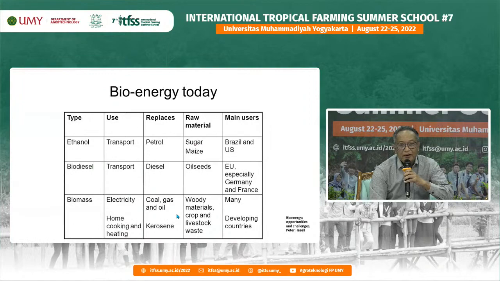Bioenergy today, we have ethanol. It's used for transportation. It can replace gasoline, petrol. And the main users of this type of bioenergy are Brazil and the US. They make ethanol from corn. And then biodiesel, it replaces diesel for transportation and also for factories. The raw material is oil seeds. Main users are the European Union, especially Germany and France.